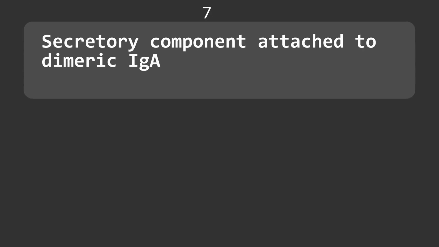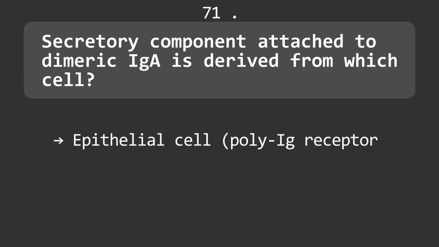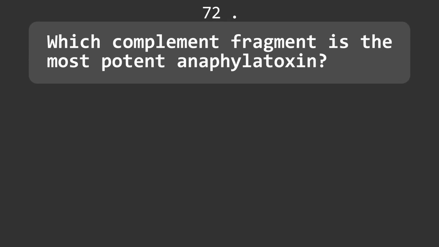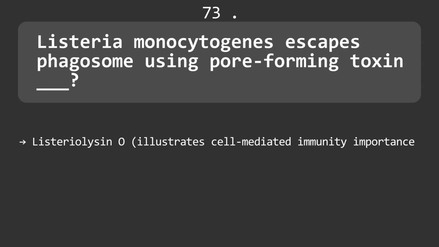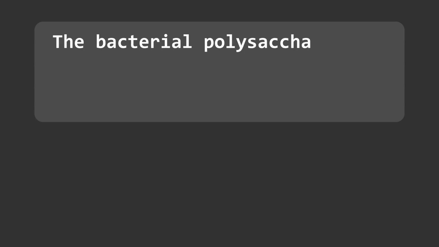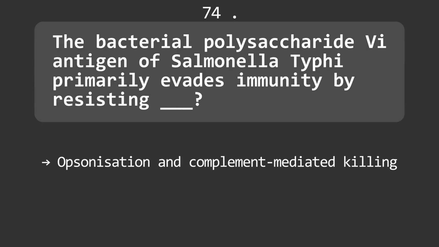Secretory component attached to dimeric IgA is derived from which cell? Epithelial cell, poly-Ig receptor. Which complement fragment is the most potent anaphylatoxin? C5a. Listeria monocytogenes escapes the phagosome using a pore-forming toxin, listeriolysin O, which illustrates the importance of cell-mediated immunity. The Vi polysaccharide antigen of Salmonella typhi primarily evades immunity by resisting what? Opsonization and complement-mediated killing.